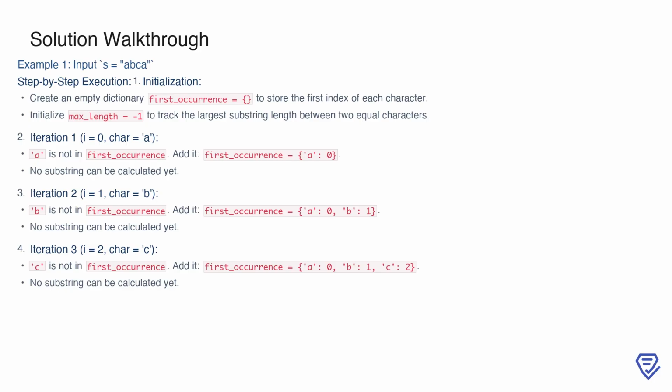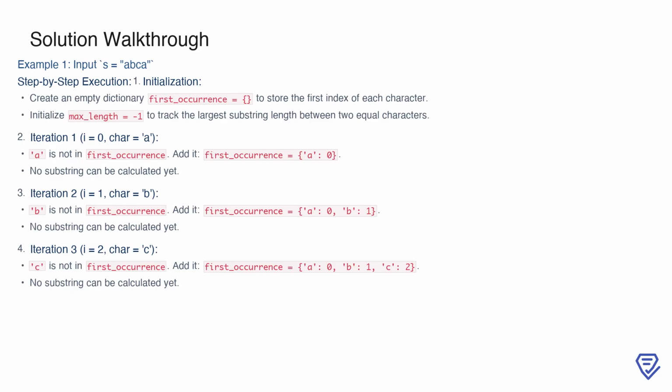Now, as we begin iterating over the string s equals "abca", we first encounter the character a at index 0. Since it is not in first_occurrence, we add it to the dictionary with its index, a: 0. At this point, no substring can be calculated because there's no second occurrence of a.